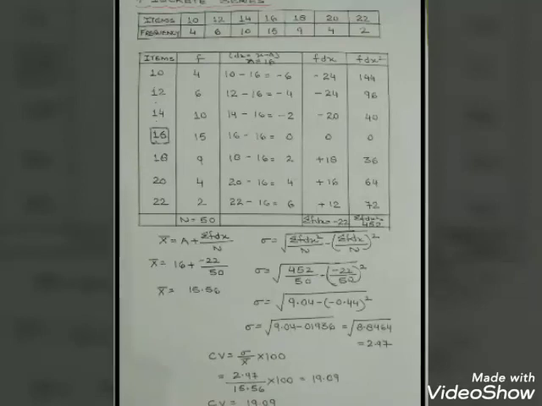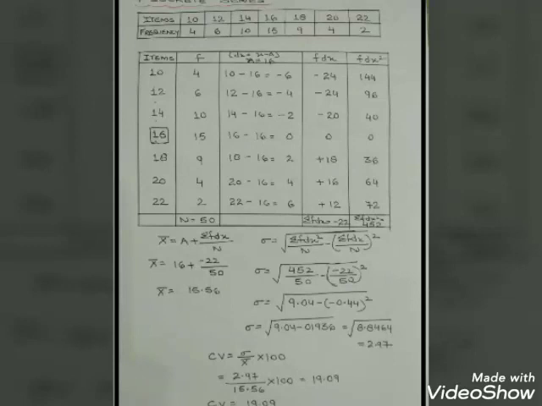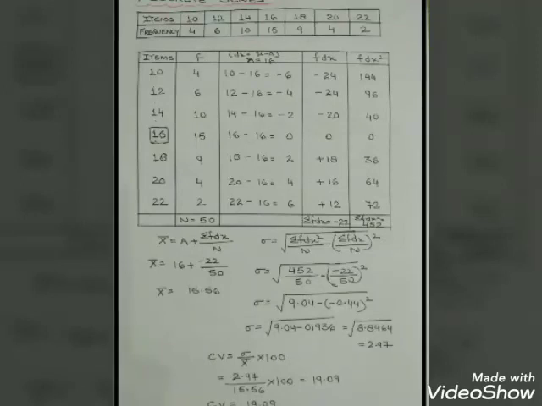So let's put the values in the formula of standard deviation by the shortcut method, which is square root of sigma fd square upon N minus, in bracket, sigma fd upon N, bracket close, square. When you put the values, sigma fd square is 452, N is 15, minus in bracket sigma fd, which is minus 22, upon 15, squared, and you get square root of 9.04 minus in bracket minus 0.44 squared, which comes to square root of 9.04 minus 0.1936, and you get square root of 8.8464. When you find the square root of 8.8464, you get your standard deviation to be 2.97.